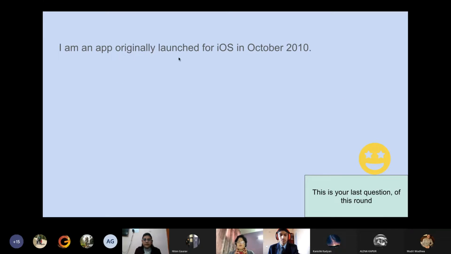I'm an app originally launched for iOS in October 2010. Mehtab, I think that it will be Siri. What's your answer? I think let's try Siri. Are you sure, or should we go on the other? No, I am not sure about that.